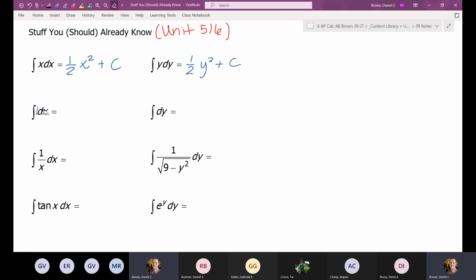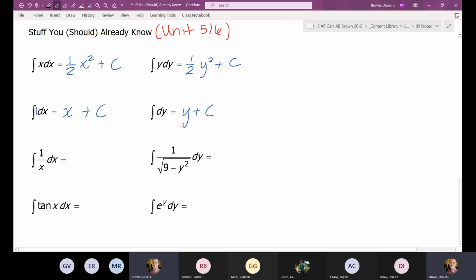What if we are integrating just dx? What is that going to become? X. Like what number is technically between the integral sign and dx? 1. A 1. What's the integral of 1? X. Don't forget the plus c. What about the integral of dy? What is this integral going to be? Y plus c.